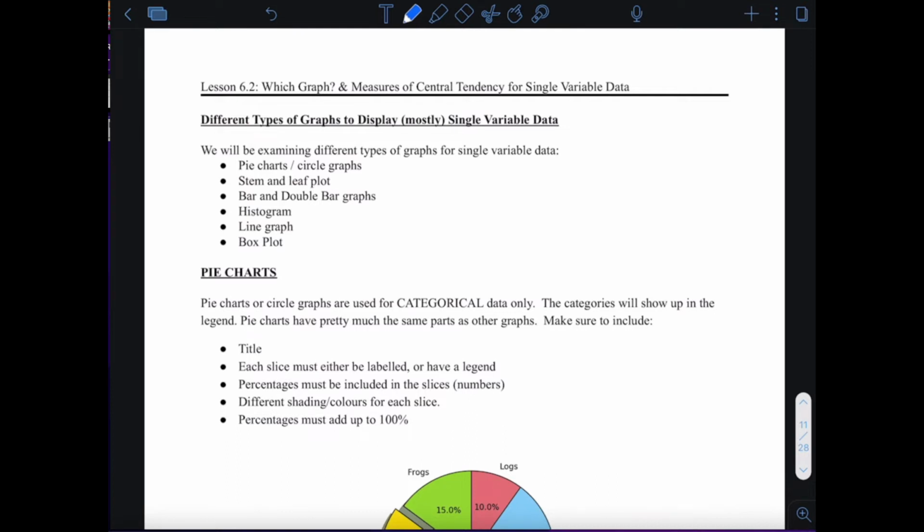Hi everyone. In today's lesson, we're going to be looking at the different types of graphs, the most popular graphs that we tend to use. And we'll also be looking at what are called measures of central tendency for single variable data. That's just a really fancy way of saying if I have a bunch of data, what are some of the most common measurements that we take? We'll talk about what single variable data is later, but for today, let's just concentrate on the types of graphs, their strengths and weaknesses, and how to create these measures of central tendency, some of which you already know.